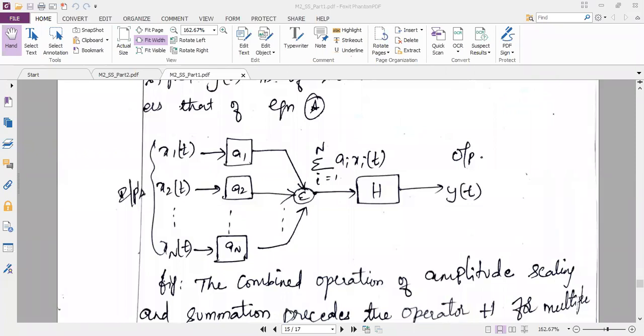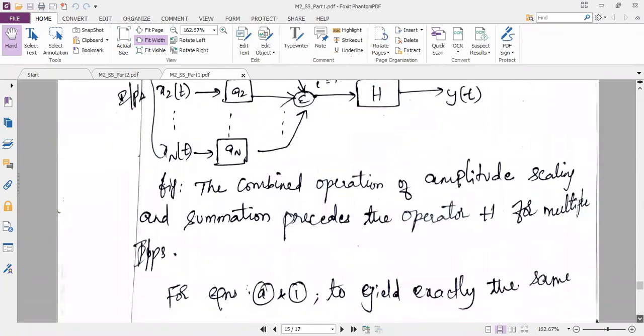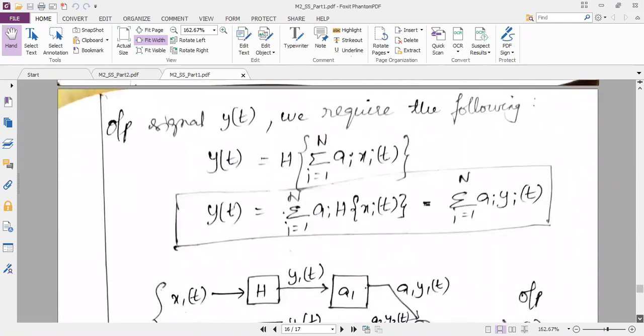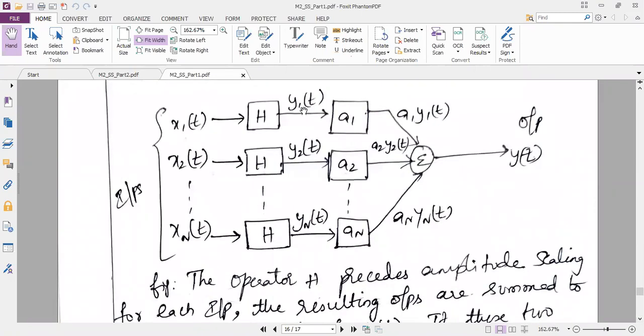Now I have one more block diagram. I can perform the operations in any order. See here, I am passing the individual inputs to the h operator. So h of x1 of t will give my individual output y1 of t. H of x2 of t will give the individual output y2 of t. Like that, h of xn of t will give the individual output yn of t. This I am multiplying with the scaling factors a1, a2, a3, and I am adding everything with the help of the summer.